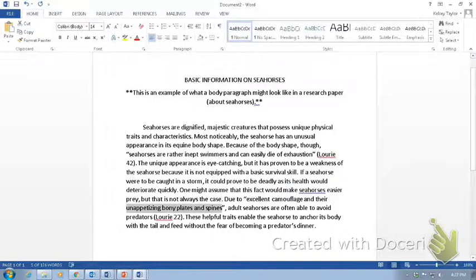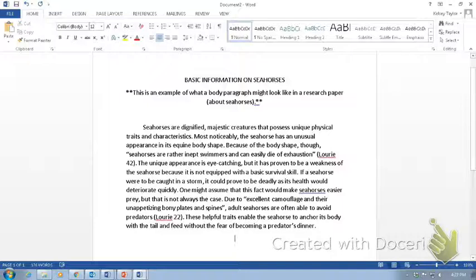And they're also really bony. And so that means that a lot of predators don't really want to eat them. They go to try to eat other things. So then I just added that this trait, the trait of being an excellent camouflager, helps the seahorse to just anchor down with its tail and feed without fear.